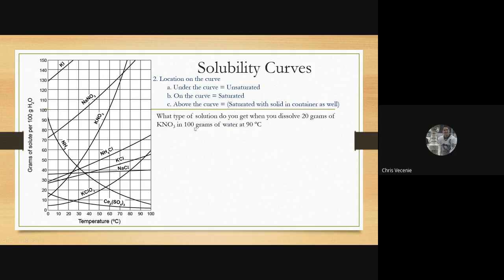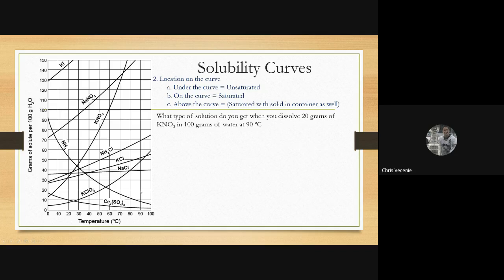All right. First question. What type of solution do I get if I dissolve 20 grams of KNO3 in 100 grams of water at 90 degrees? So we're using the 100 grams, which means we can look right at the 20. All right, so here's 20, and then I'm going to trace over to 90. Here I am at the 90. So we're talking about this point right here.